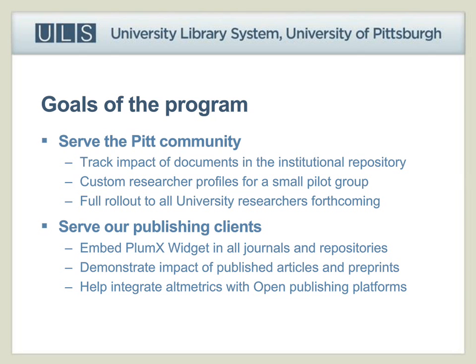But a second goal that we have is to serve our publishing clients. The University Library System at Pitt has a well-established publishing program. We publish about 40 scholarly peer-reviewed journals, and we're doing this to support open access to scholarly research. We really intend to be transformative and to support innovation and change wherever we can. So we're delighted to have some new tools that can demonstrate impact that goes beyond just the traditional citation counts and starts to show impact earlier in the research life cycle.